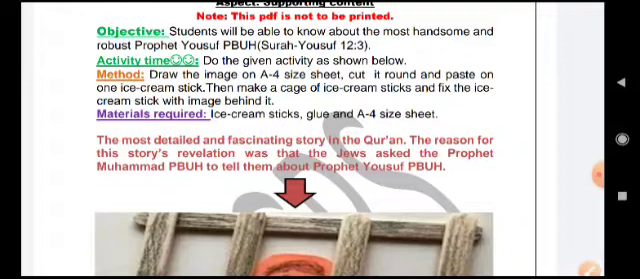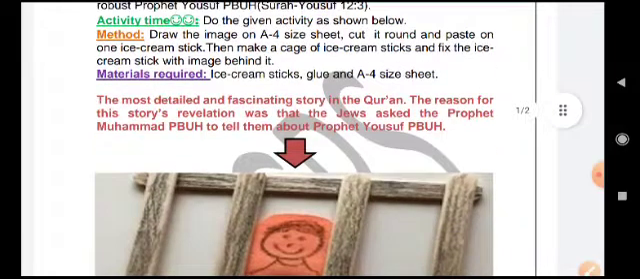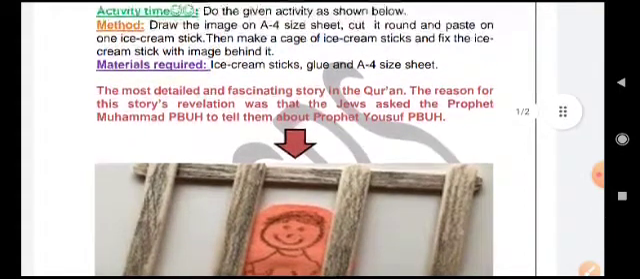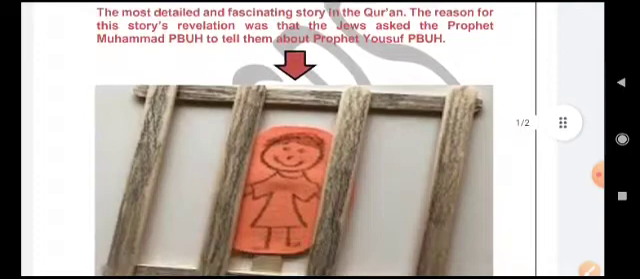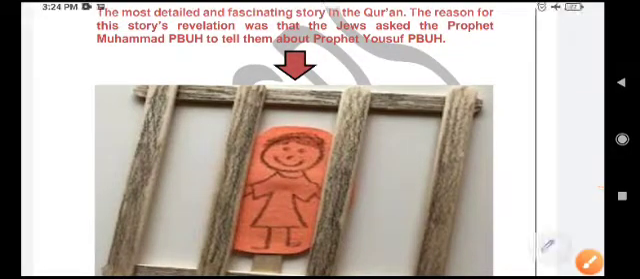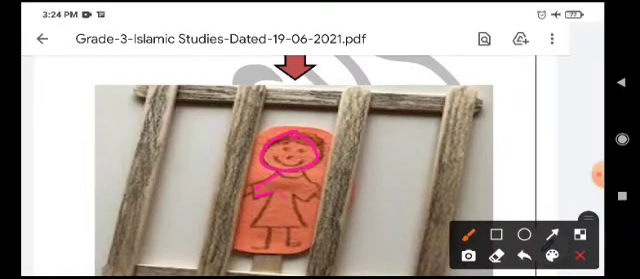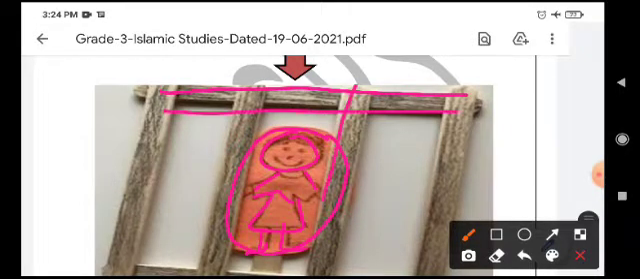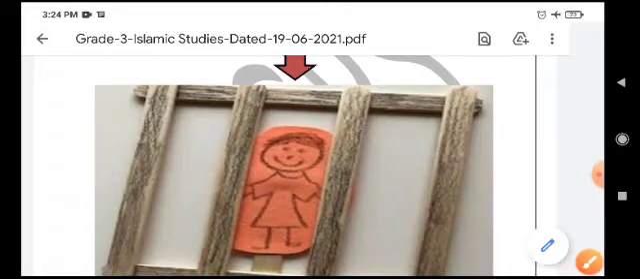Now, you are going to draw the image that you are able to see here on an A4 size sheet. You are going to make first a picture of a human that is shown like this. And then you are going to cut the shape. Then you are going to make the prison of ice cream sticks like this. You are going to join the ice cream sticks, and from behind you are going to stick this paper.